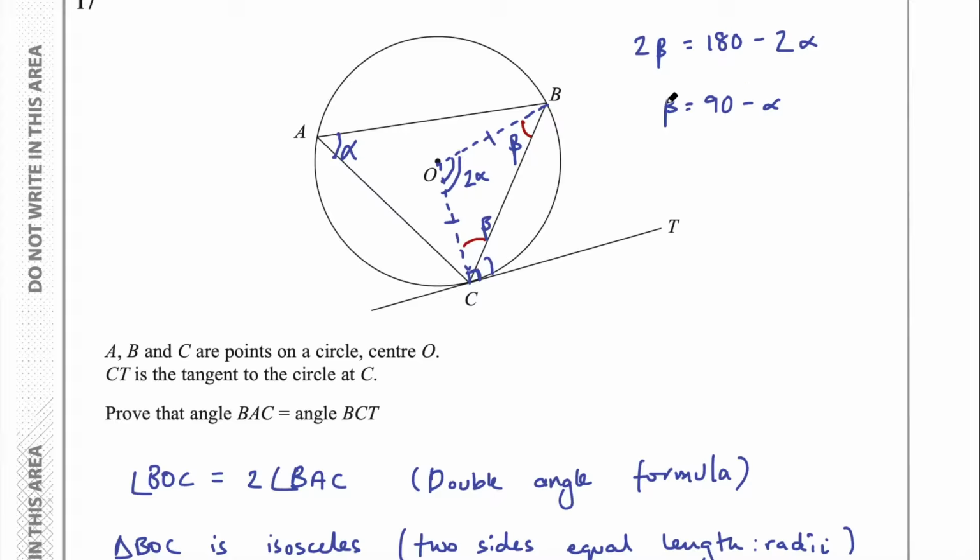So add it to the other side, take beta from the right hand side. So therefore alpha equals 90 take beta. Now I want to focus on this 90 degree angle in here.